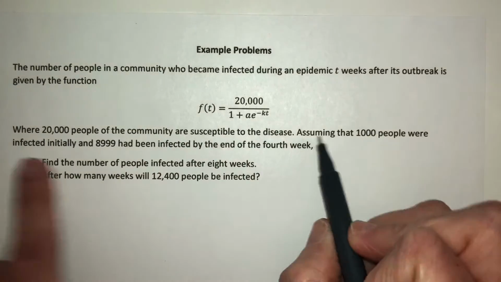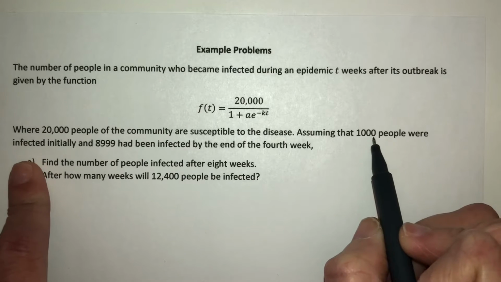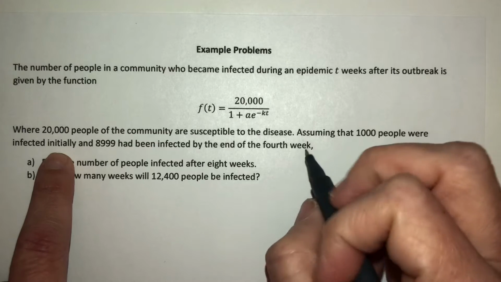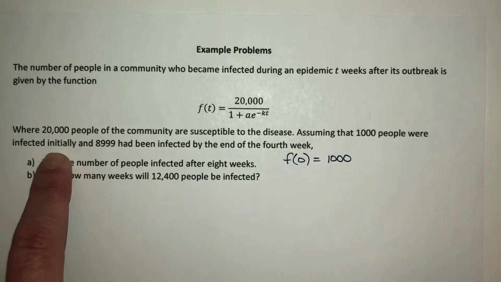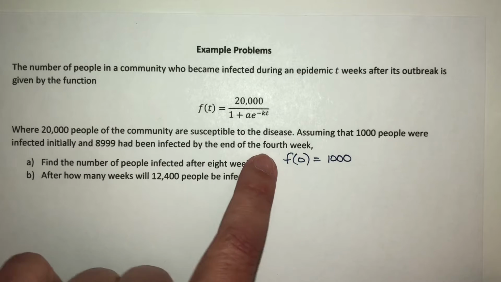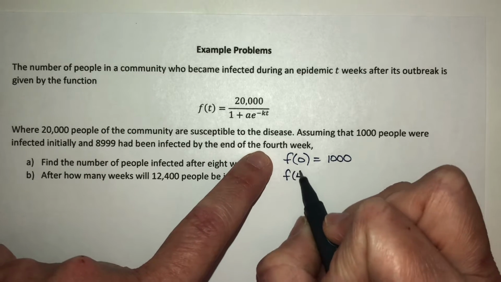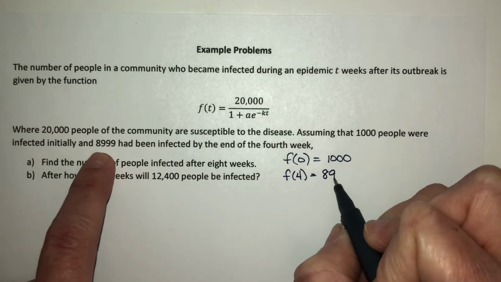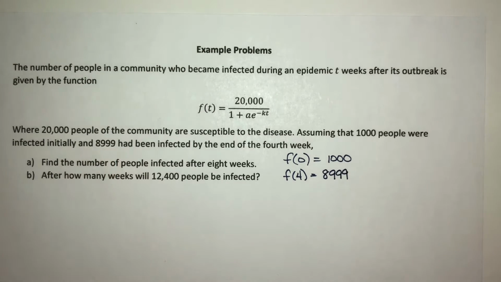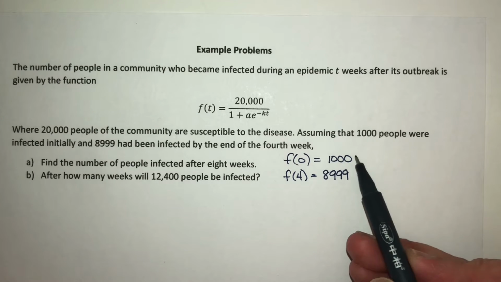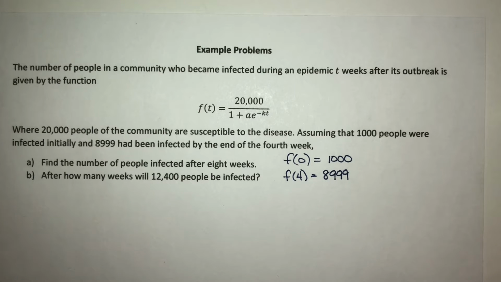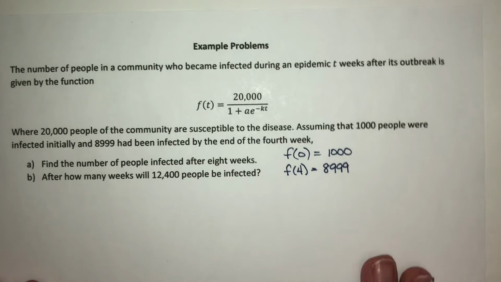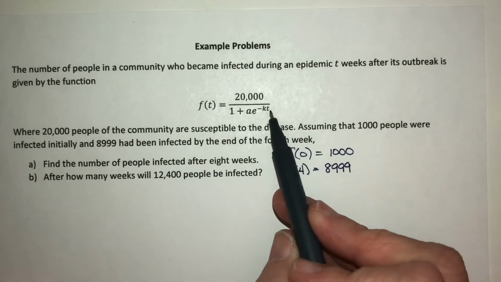So what I want to do here is translate this into something we already know. 1,000 people were infected initially, so that means at time 0, f of 0, there were 1,000 people sick. After 4 weeks, so f of 4, 8,999 people were sick. This is similar to the problem we worked earlier with an exponential. We're going to use this information to find a. Then we'll use this information to find k. And so we'll have a better function to deal with, and we'll be able to work the rest of the problems. So let's start off by plugging in 0 for t.